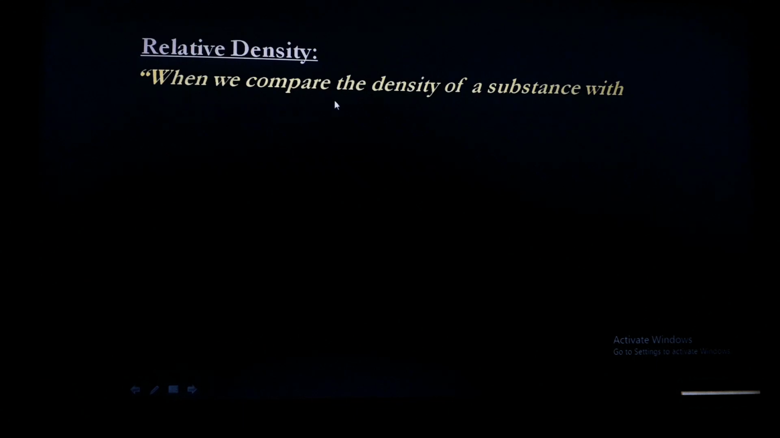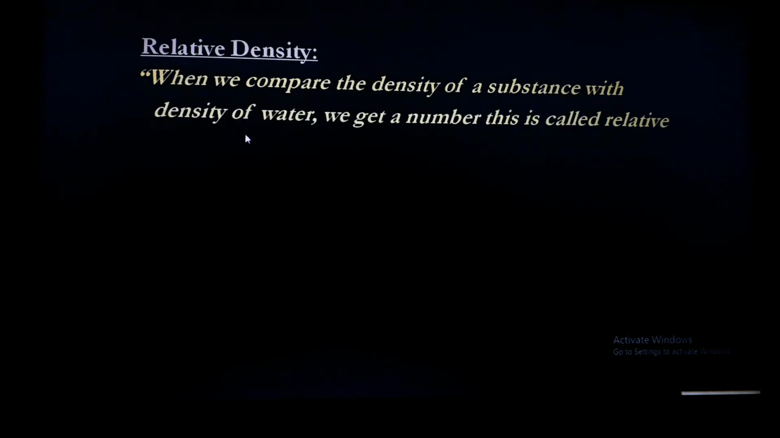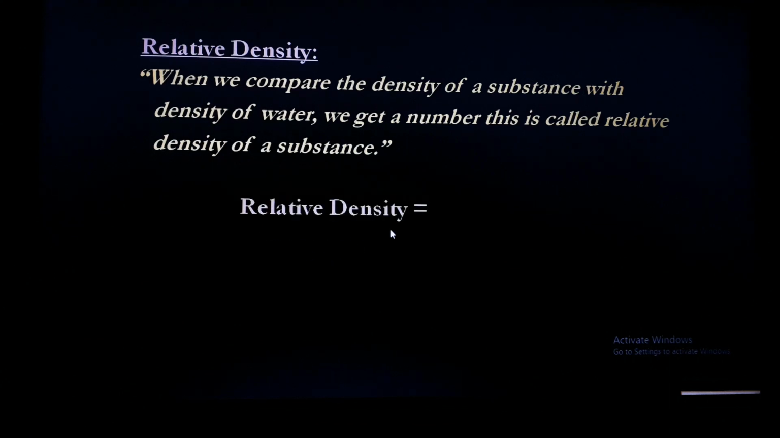When we compare the density of a substance with the density of water, we get a number. This is called the relative density of a substance. We can represent the equation of relative density as density of substance divided by density of water.